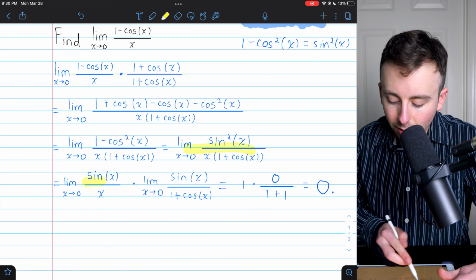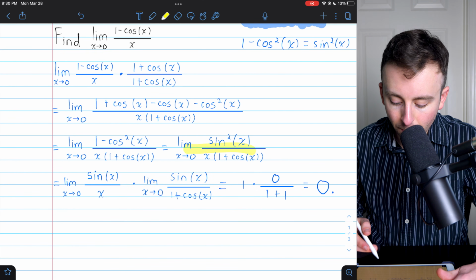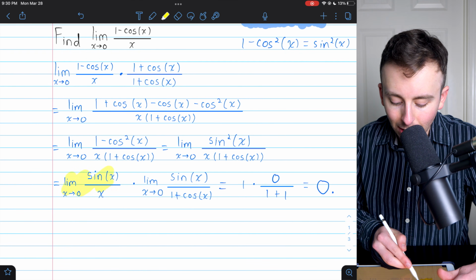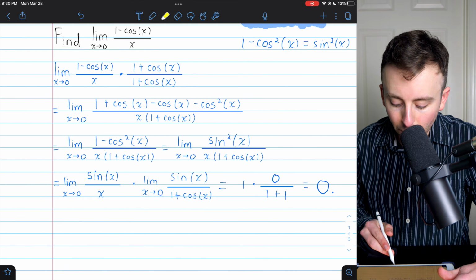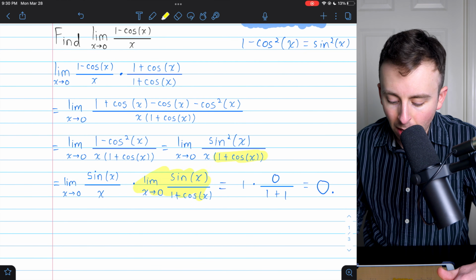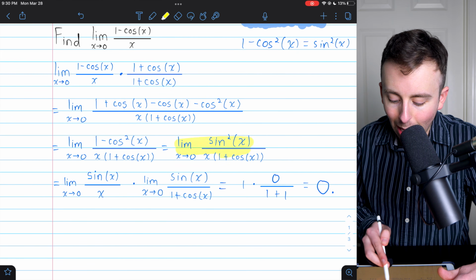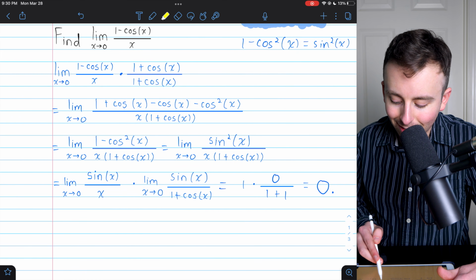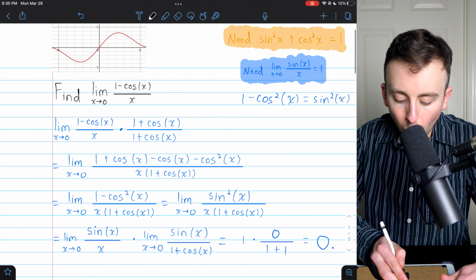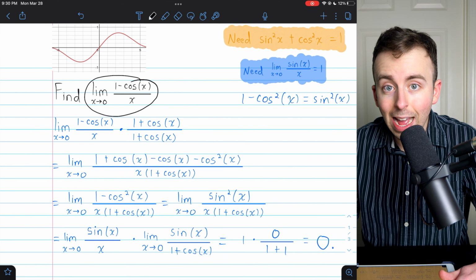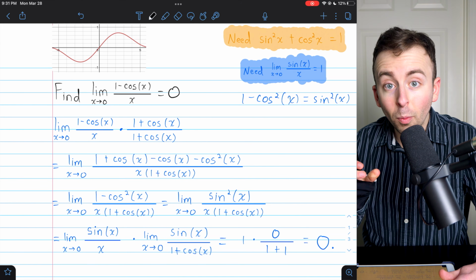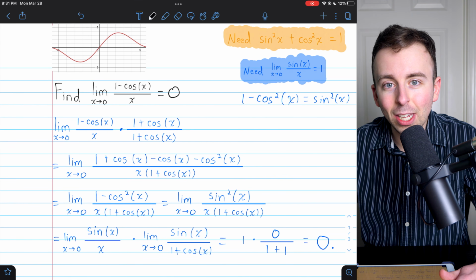Again, these last few steps are just the limit product rule. We take a factor of sine and the factor of x into their own limit, and we take the other factor of sine along with 1 plus cosine x into a separate limit. We evaluate those, and so our limit is the product of those limits. It's just 0. And so the limit of (1 minus cosine x) over x as x approaches 0 is 0.